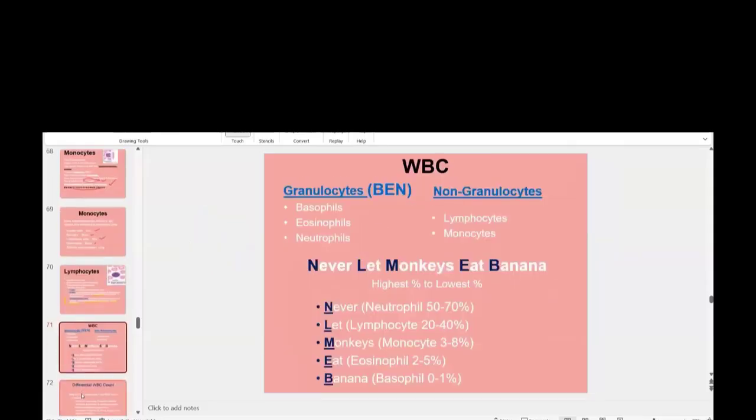So, mnemonic again for WBC: Never Let Monkeys Eat Bananas. Okay, so you're going to remember it through this. Never stands for neutrophil, Let is lymphocyte, Monkeys is monocyte, Eat is eosinophil, Bananas is basophil. Why? Highest percentage to lowest percentage. This is the percentage with which they occur in our body, from the highest to the lowest.